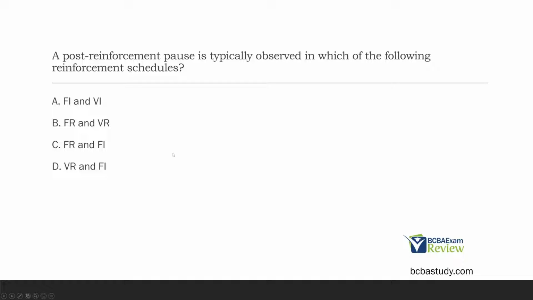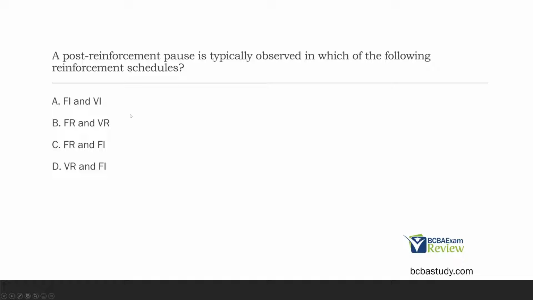So on a fixed schedule, you can typically start to predict when reinforcement is coming, especially a fixed ratio, I should say. If you're on a fixed ratio 4, you're going to figure out pretty quickly that every 4 responses, you're going to get reinforcement. So you might respond, get the reinforcement, take a little pause, start responding again. That's the idea. So we're really looking at fixed schedules here for post-reinforcement pauses.